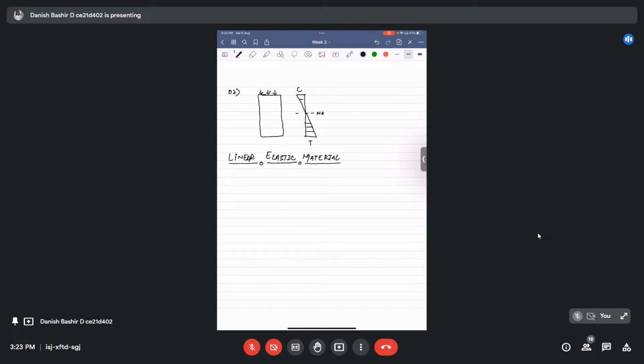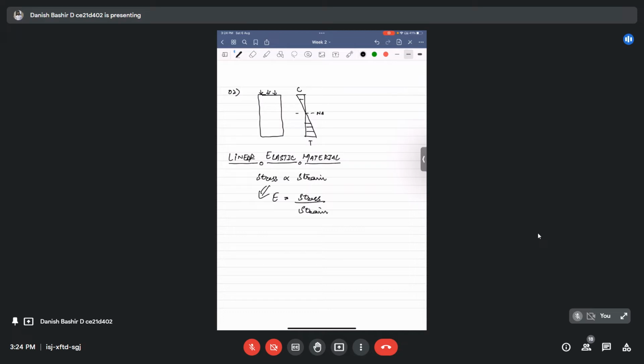Now the question is, what is linear elastic? We say that a homogeneous material is said to be linear elastic if it follows Hooke's law. Hooke's law is: stress is directly proportional to strain. From that we get this, the Young's modulus is equal to stress by strain. This is the linear elastic material.